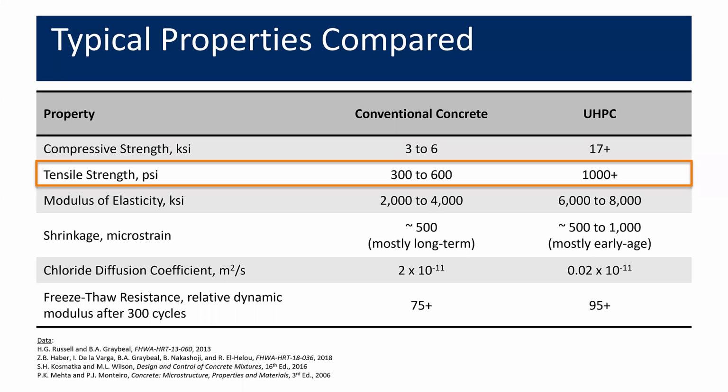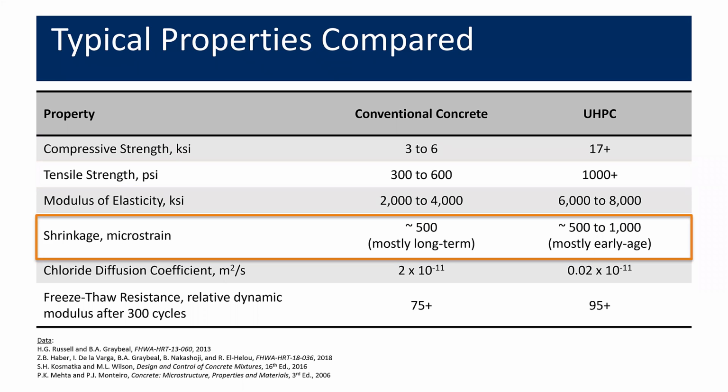Tensile strength of UHPC, as I mentioned earlier, is something that can be relied on for design in UHPC, where generally for conventional concrete, we just discount it. And what that means is that reinforcing steel can potentially be reduced or eliminated because the material itself is able to carry some of the tensile loads. All right, so those are two areas where UHPC is significantly better than conventional concrete.